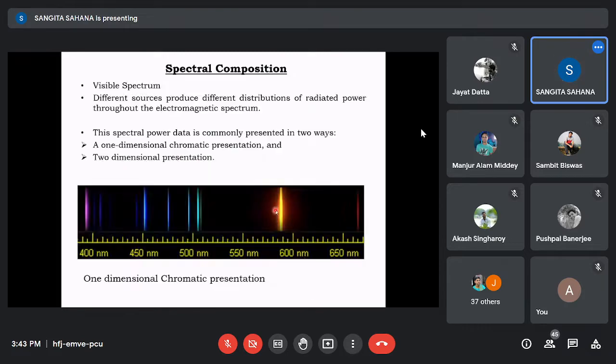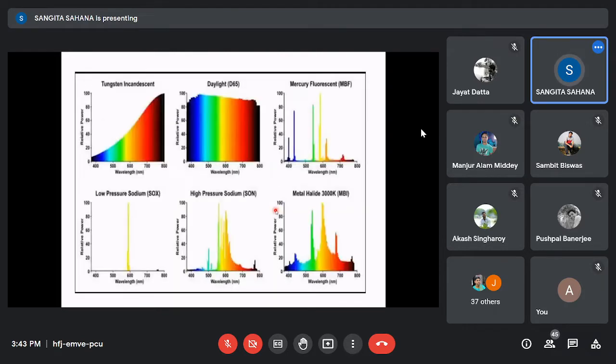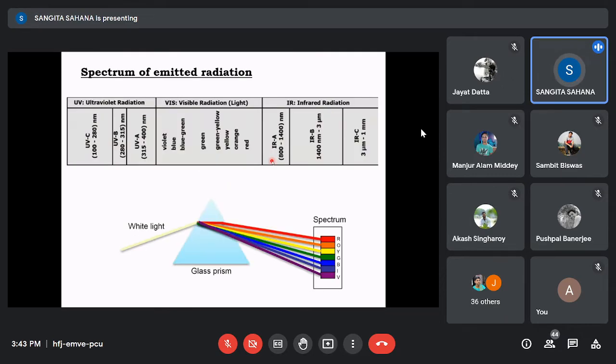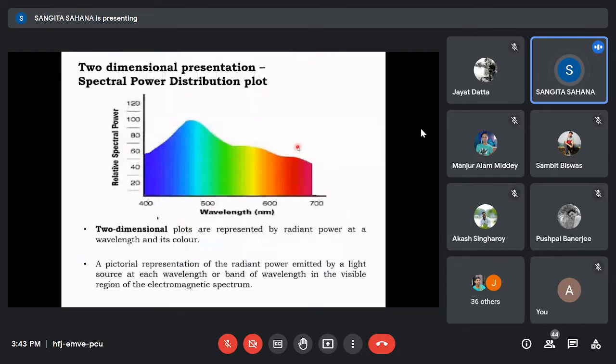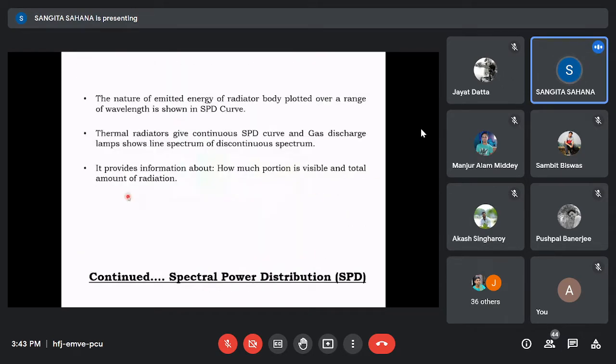Suppose from a fluorescent tube, mercury vapor, we know there is a lot of UV radiation, but the UV part is not visible. So among the total amount of radiation, how much we can see? So that is how much portion is visible and the total amount of radiation.